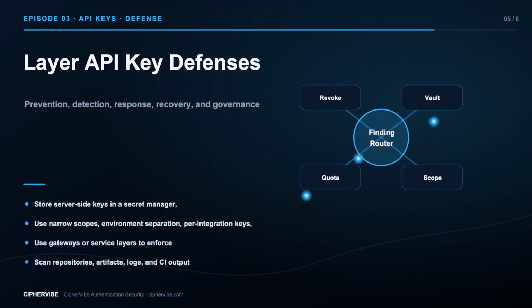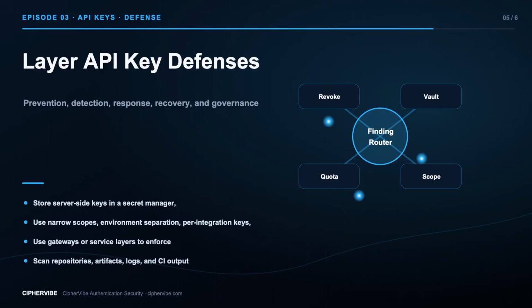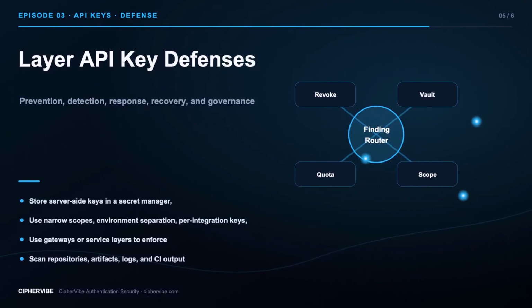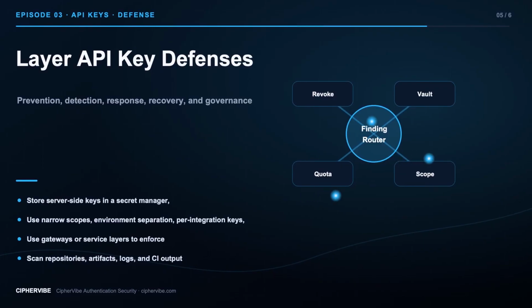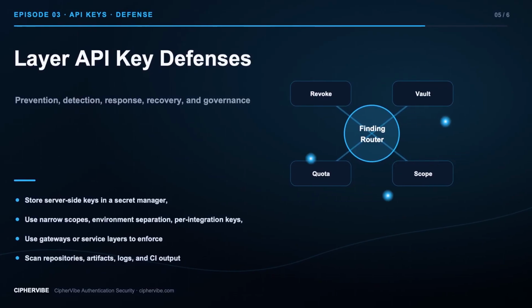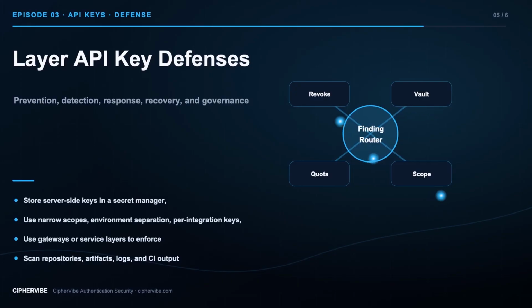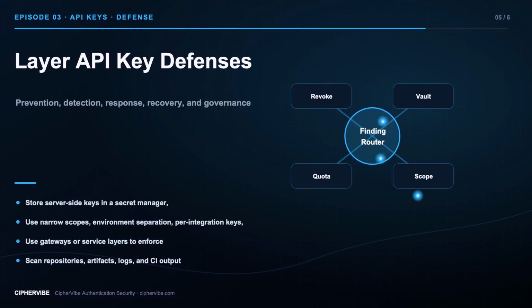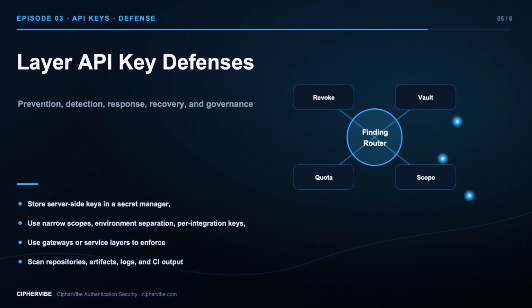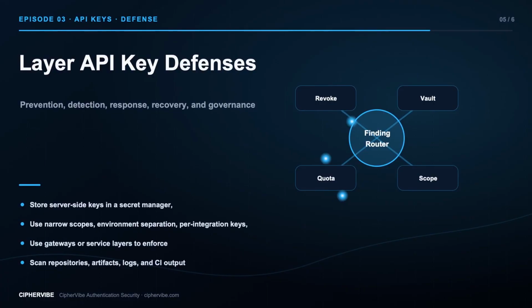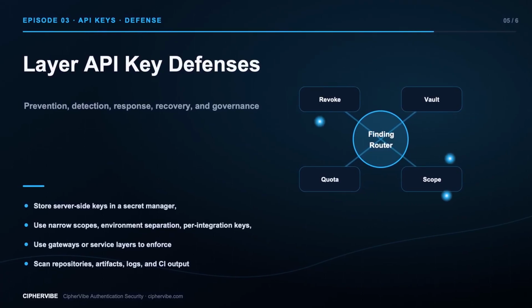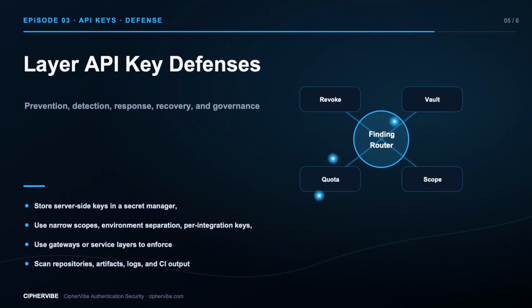Third, use gateways or service layers to enforce authentication, authorization, throttling, request validation, and key-level logging. Fourth, scan repositories, artifacts, logs, and CI output for leaked keys, then revoke and rotate quickly. Fifth, create dual key rotation patterns so old and new keys can overlap briefly during controlled migration. Sixth, alert on dormant key use, source change, geographic anomaly, endpoint spike, permission errors, and unusually expensive operations.